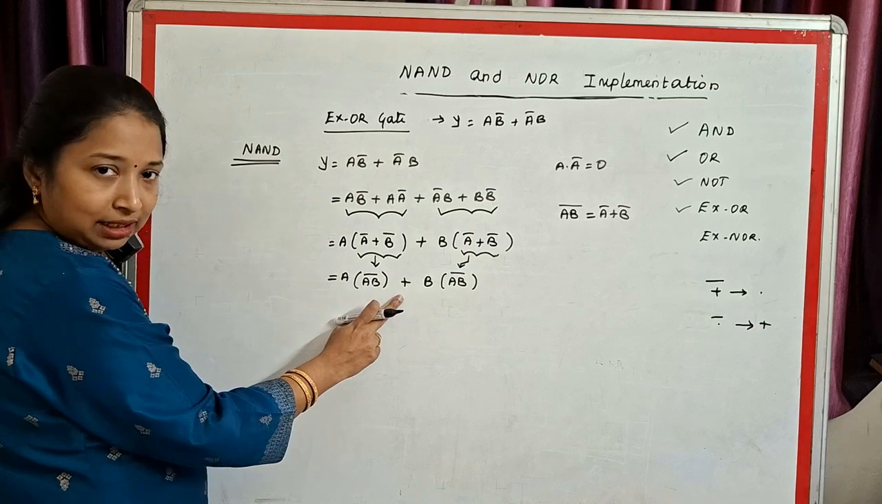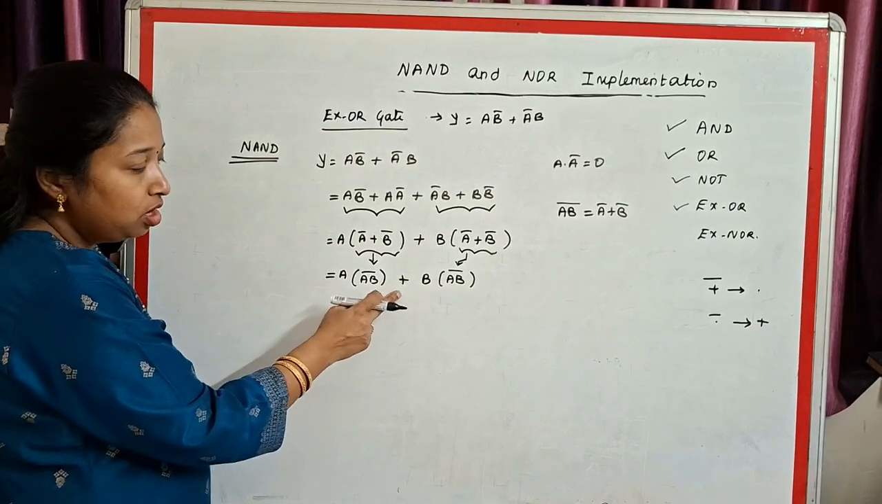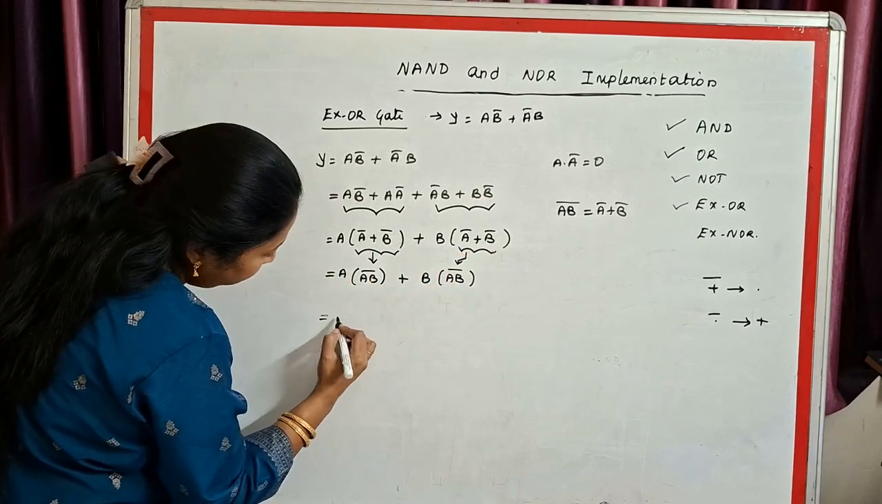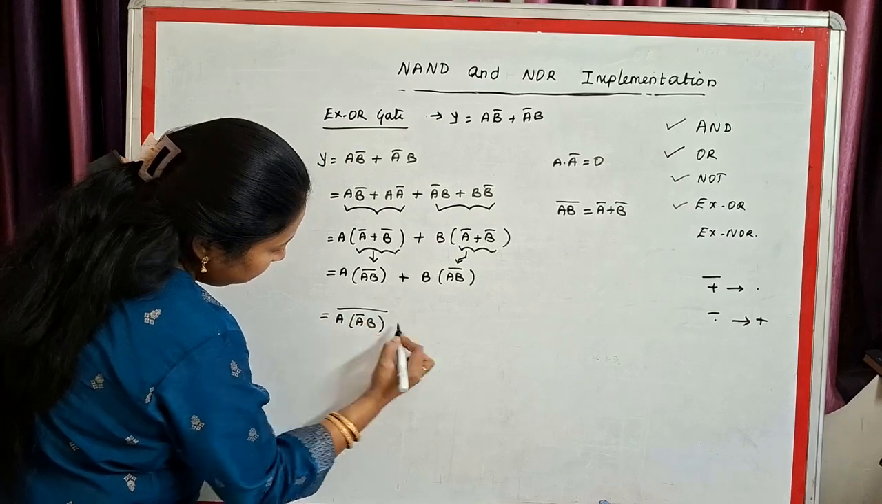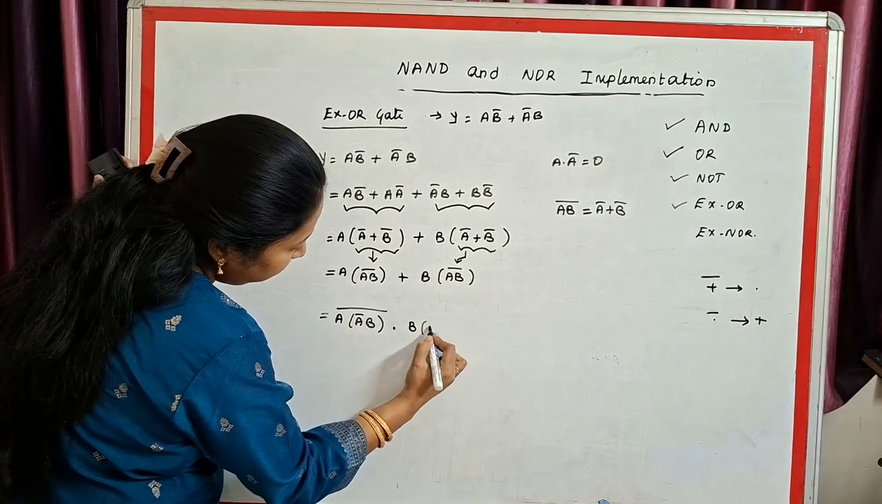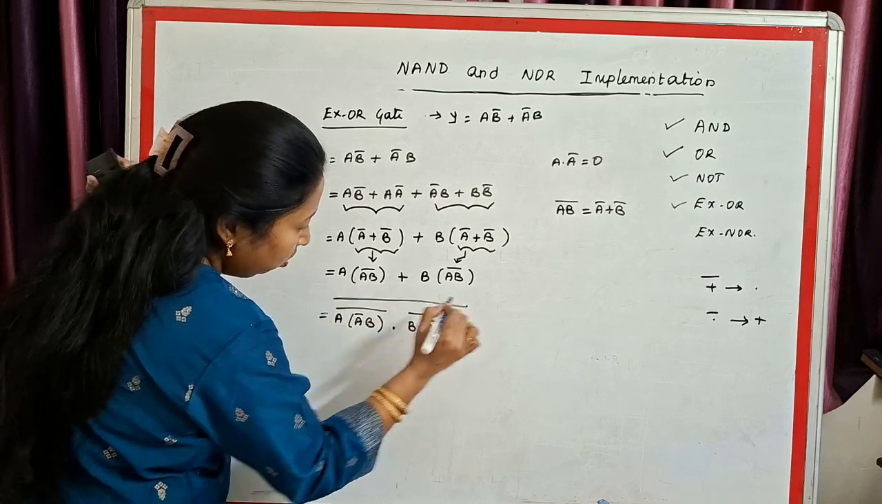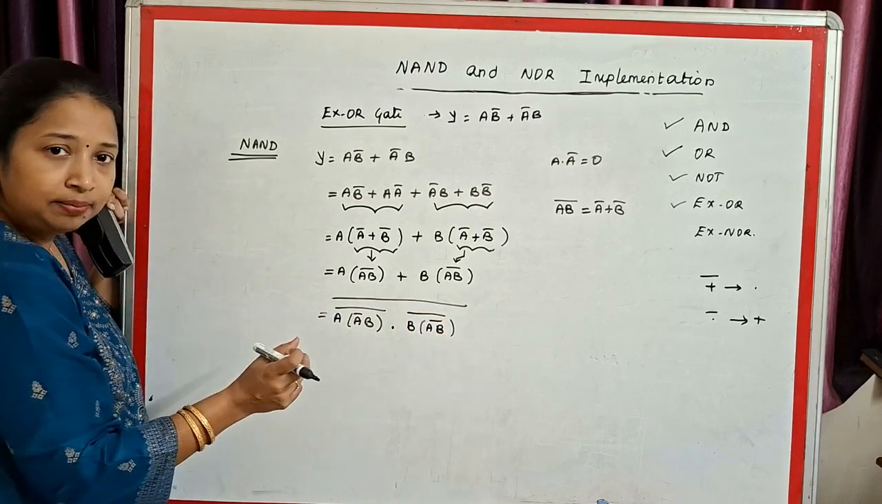Here we have a plus. We wanted to change it, right? When you're taking the complement, you cannot take it only for the symbol. You have to take it for the entire expression. How do you take it? It is A dot B, the whole bar. Why have we taken this bar and this bar for this term?